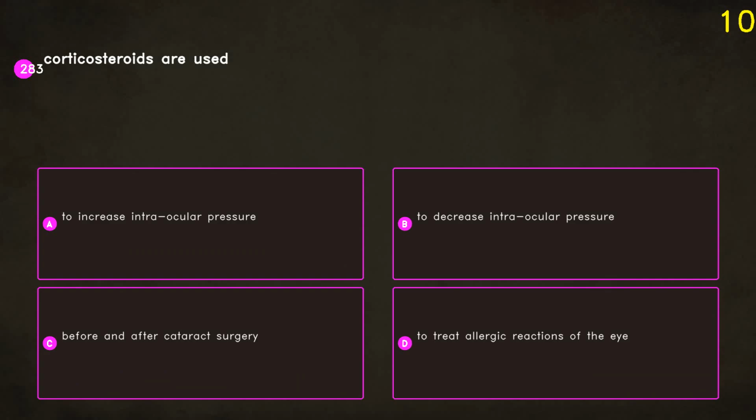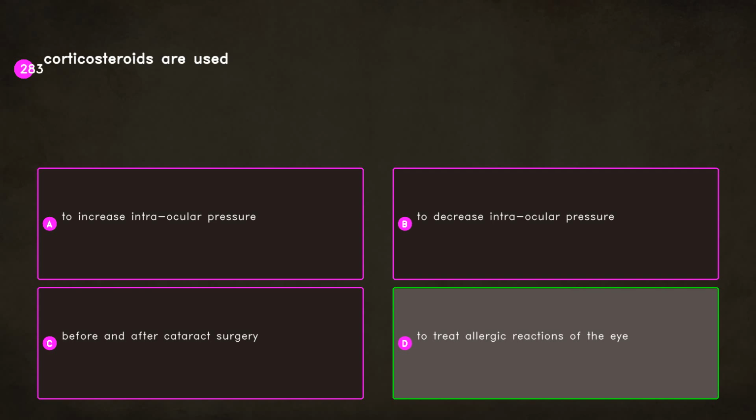Question 283. Corticosteroids are used A. To increase intraocular pressure. B. To decrease intraocular pressure. C. Before and after cataract surgery. D. To treat allergic reactions of the eye. The correct answer is to treat allergic reactions of the eye.